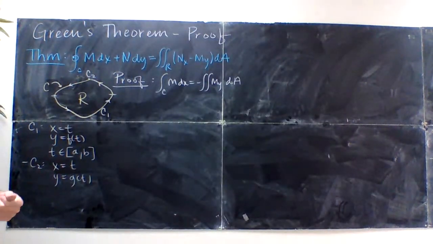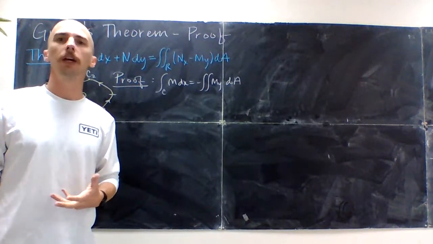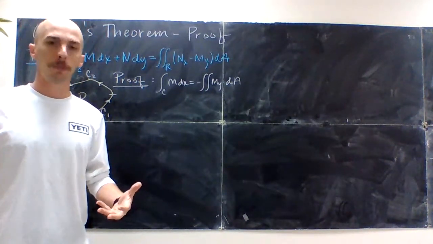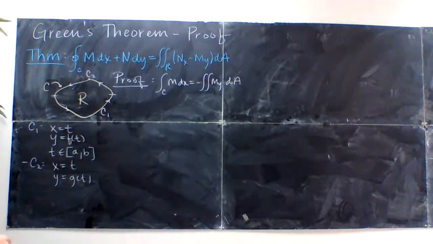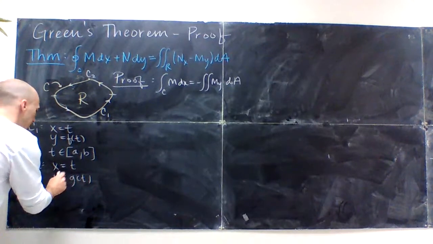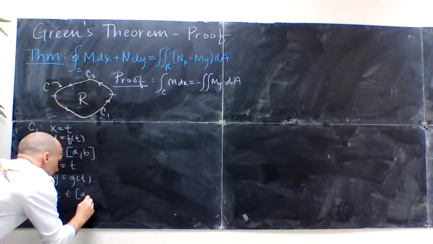Okay, which is a notation that I don't know if we've used before in the videos, but it is certainly in the textbook and something that you'll see. If you want to reparameterize your curve with the opposite orientation, you could call it the negative version of the curve. So negative c2 is going to be x equals t, y equals g of t, and t running from a to b.